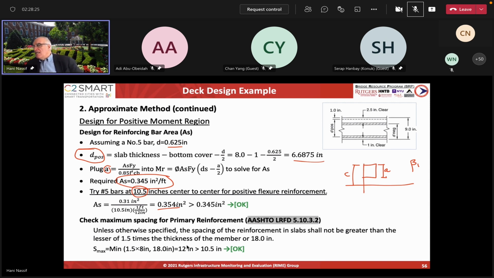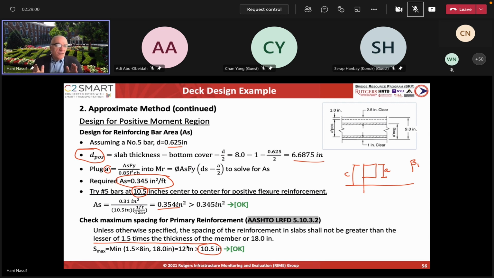And then you check the maximum spacing using the code. So it has some formulation here. It shall not be greater than the lesser of 1.5 times the thickness of the member, which is 8 times 1.5, or a maximum of 18 inches. And we are providing 10.5 inches. I would have done it 10 inches just to be conservative.